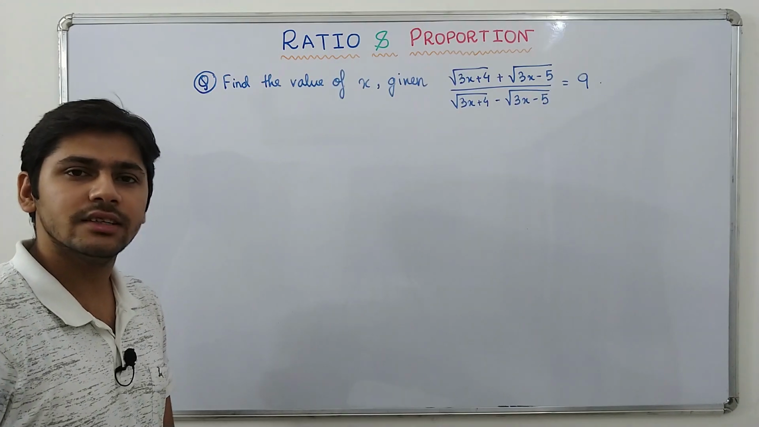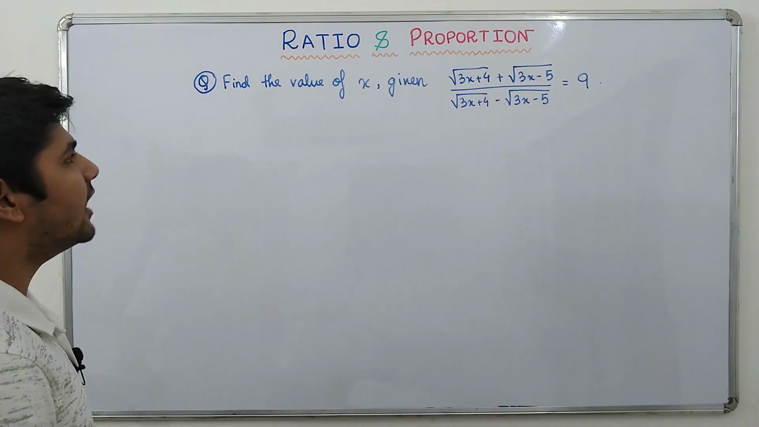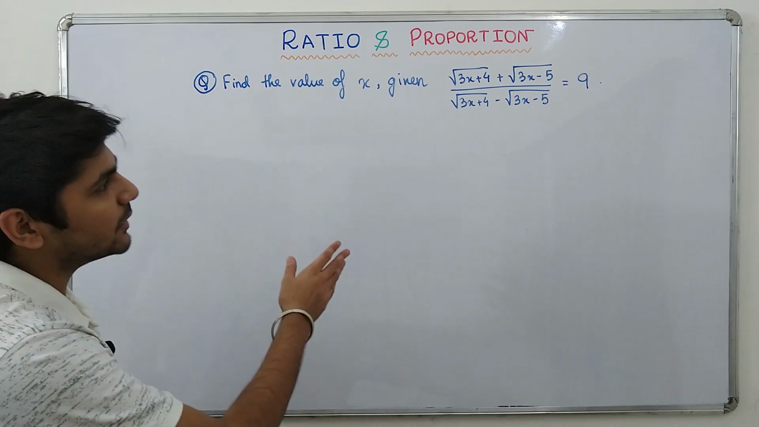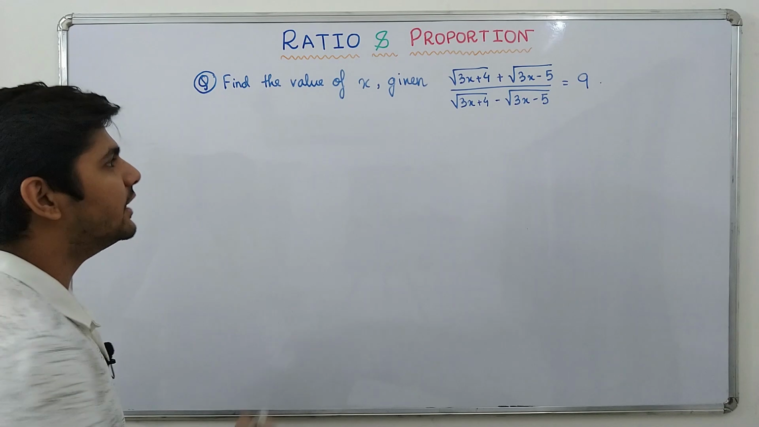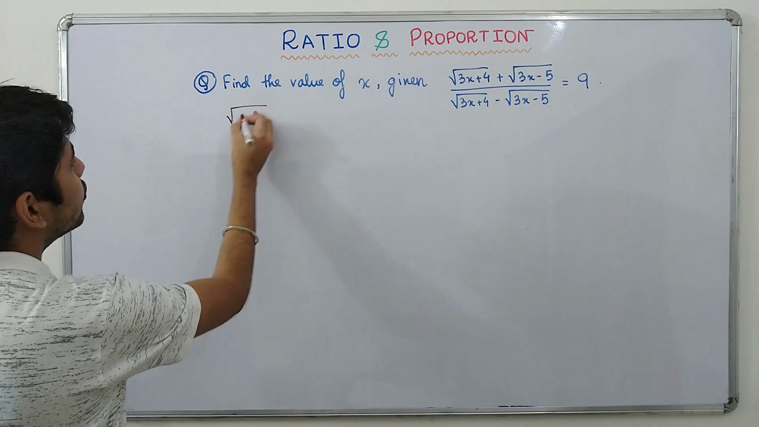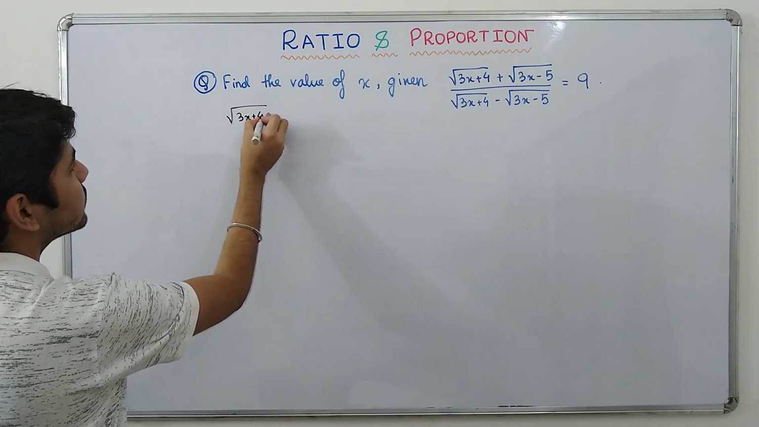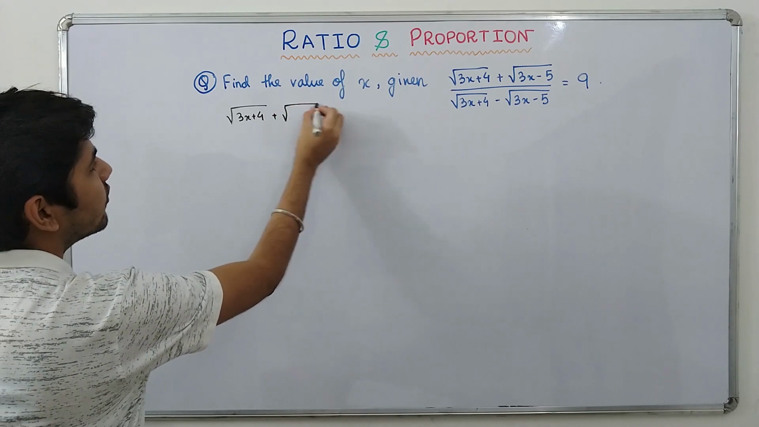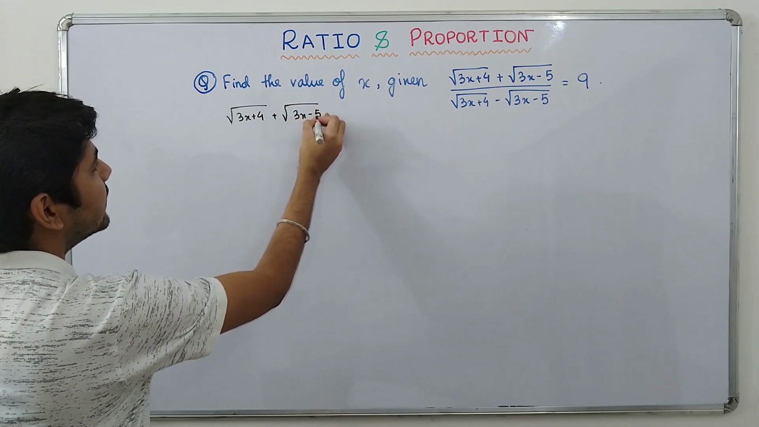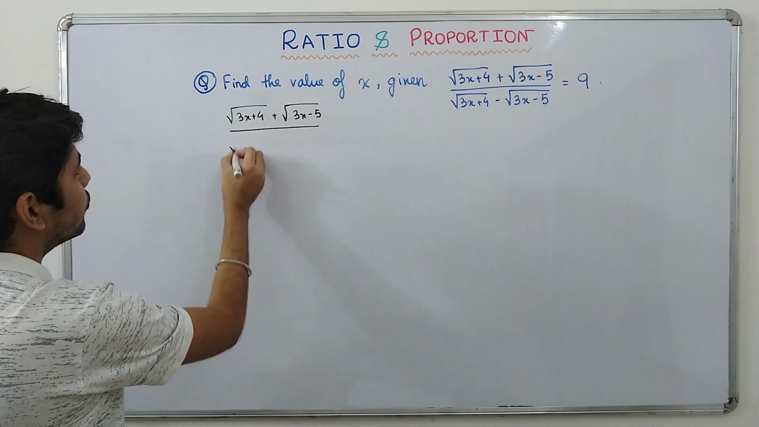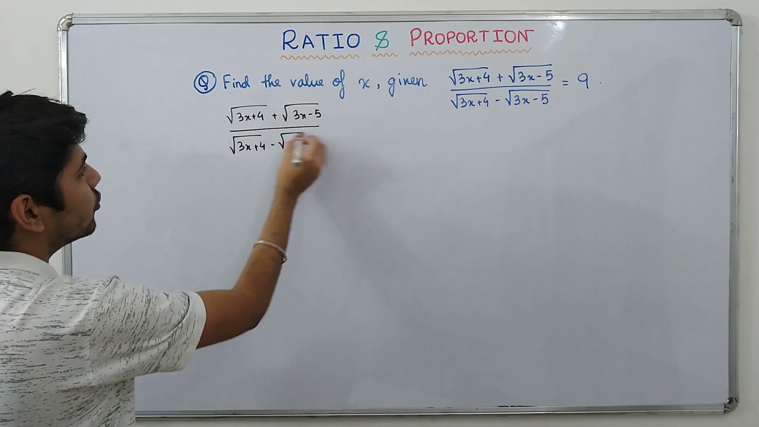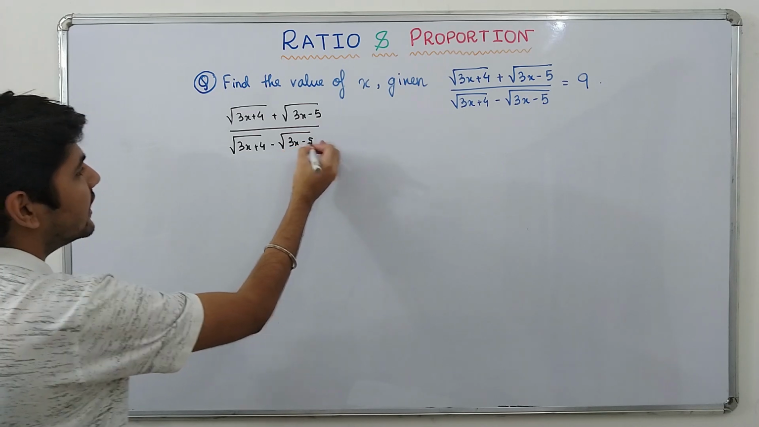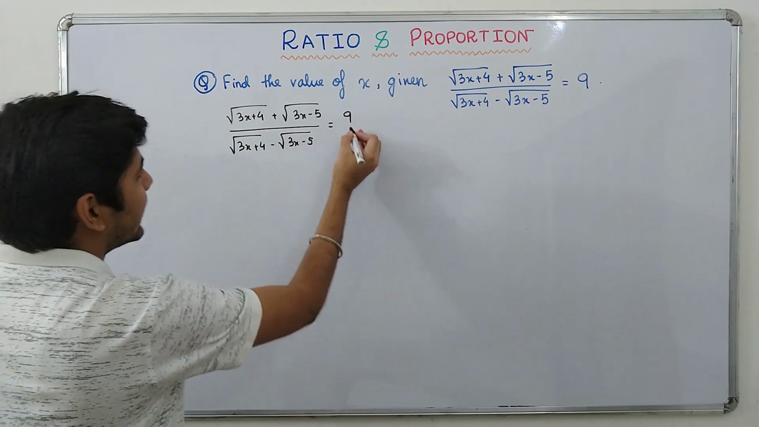Moving on to the next sum. Find the value of x given that the expression is equal to 9. First of all, let me write that expression. We have (√(3x+4) + √(3x−5)) / (√(3x+4) − √(3x−5)) = 9.